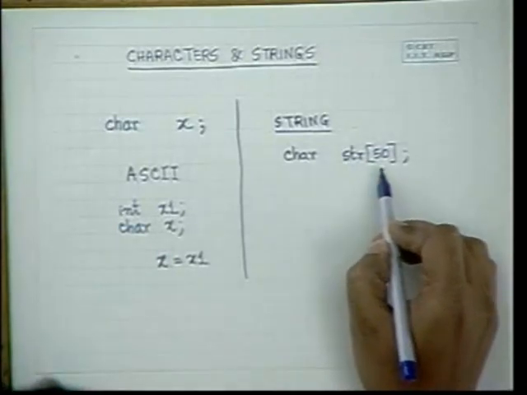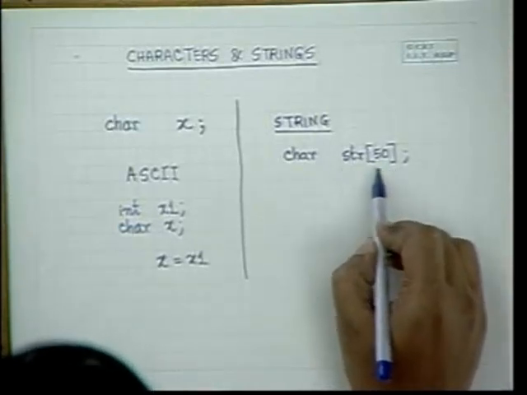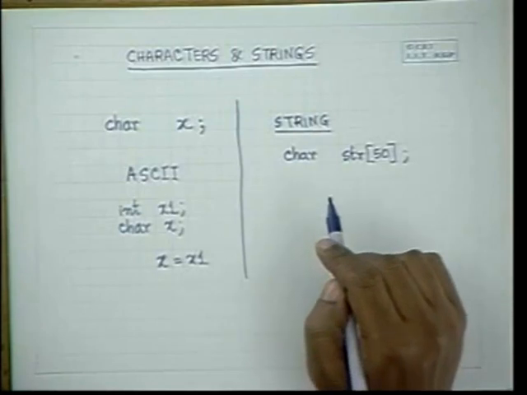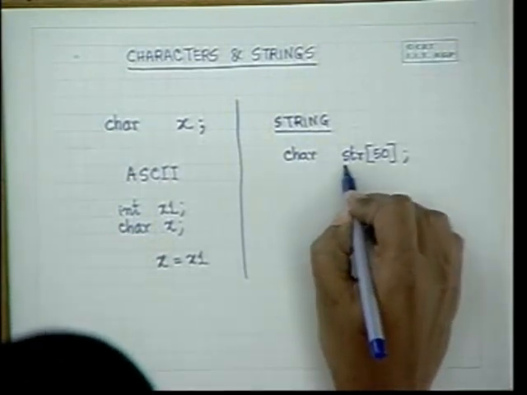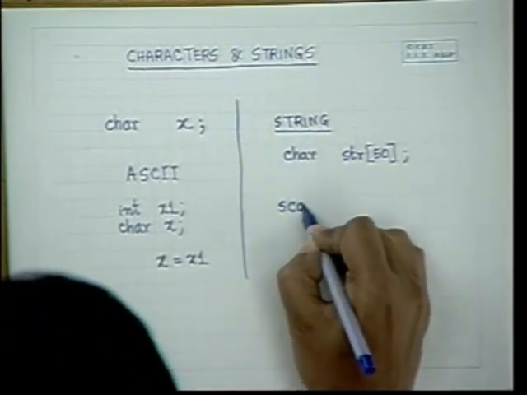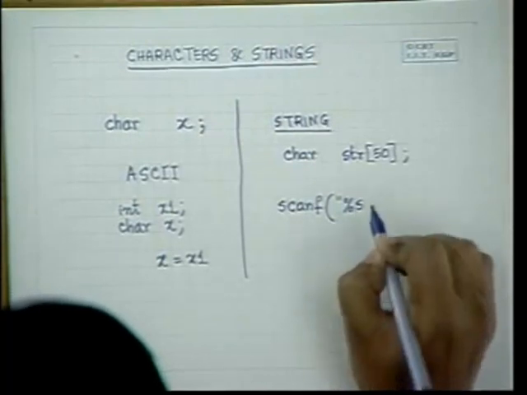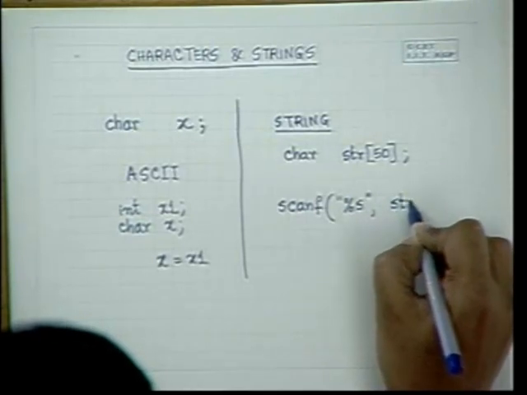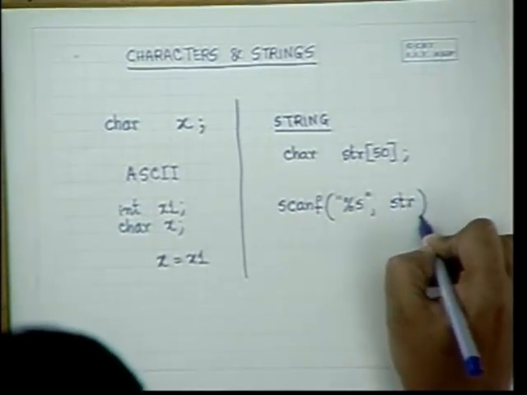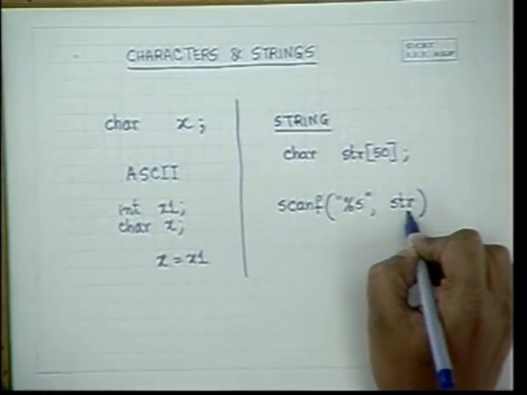As I mentioned earlier, a string is defined as a character array. You can define it as a character array and use it as a string, and C provides certain facilities to directly read and write strings. If you want to read the string str, you have to give scanf with the %s format. In %s format, you can read the string str, and obviously you can simply give the name of the string.